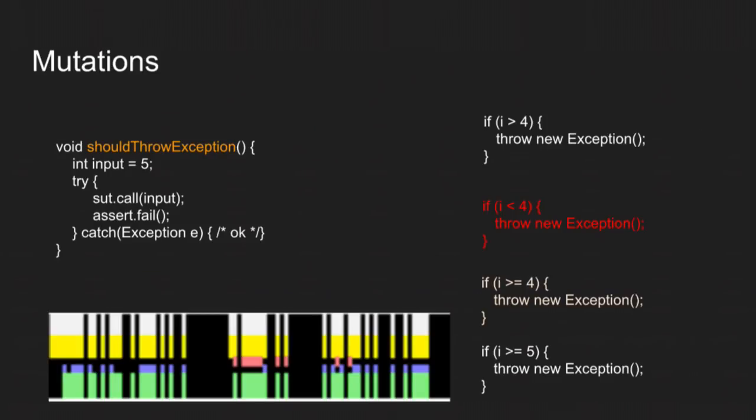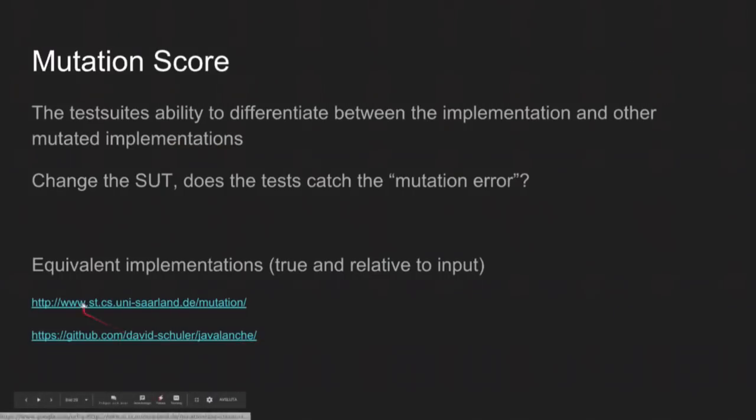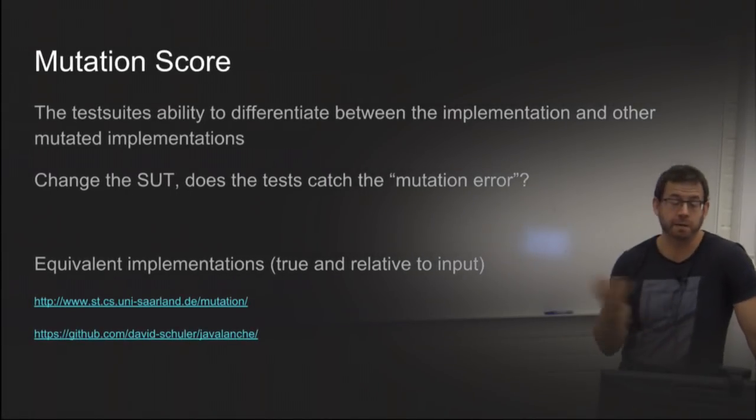If we send it a 5, then it throws an exception. If we send it a 4, then it doesn't throw an exception. So it's the same behavior as the original implementation. This kind of mutant is called an equivalent implementation. It could be a true equivalent implementation, and that means that in this last case, we had a true equivalent implementation. That means that for any input, these two versions of the program give the same output. So they're both correct, and we cannot distinguish those.